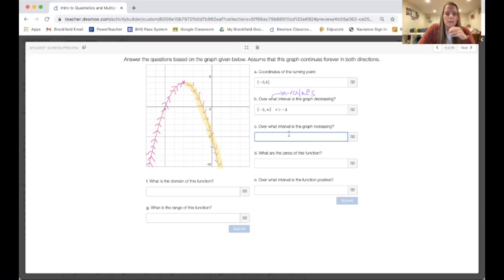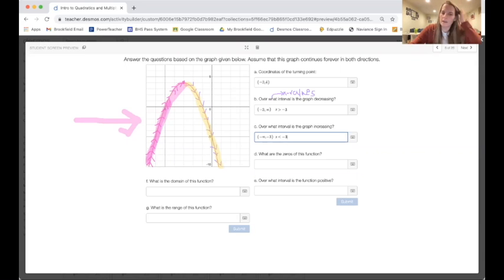So what interval is the graph increasing? So this is the left side of our graph. So over here, right, this is where we're increasing. And our x values are coming from the left. So they're coming from negative infinity. So we should have negative infinity until our turning point. So until negative 3, right? This is also x is less than negative 3 to the left of the turning point.